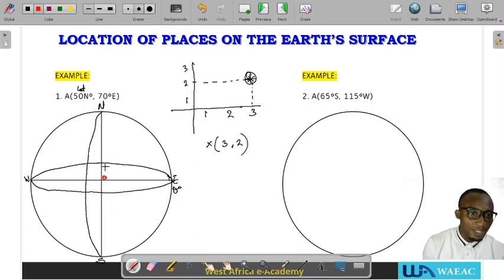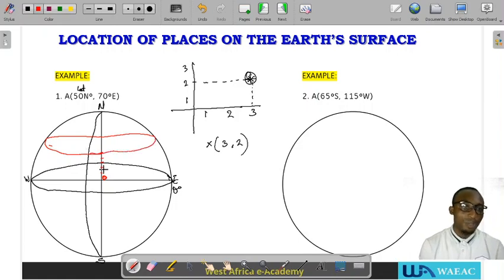So 50 degrees, I can type 10, 20, 30, 40, 50. So 50 is at this point. So I can draw a small circle around this point. Please don't mind my circle. 50, that is 50 degrees north.